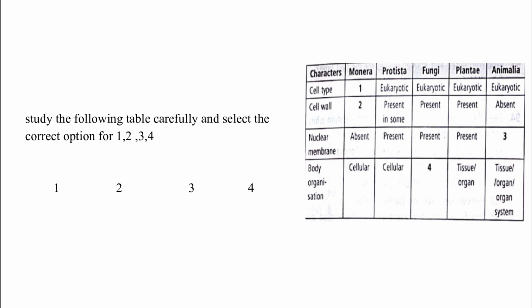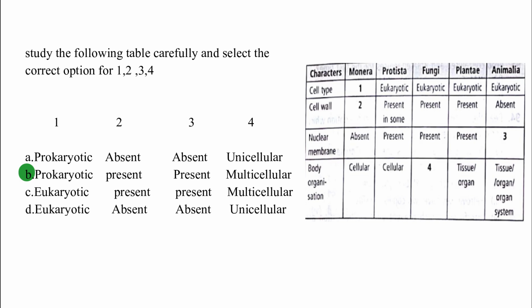Study the following table carefully and select the correct option for 1, 2, 3 and 4. Option A, prokaryotic, absent, unicellular. Option B, prokaryotic, present, multicellular. Option C, eukaryotic, present, multicellular. Option D, eukaryotic, absent, unicellular. The correct answer is option B.